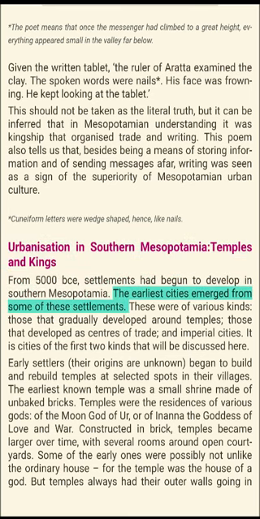Urbanization in southern Mesopotamia: temples and kings. From 5000 BCE, settlements had begun to develop in southern Mesopotamia. The earliest cities emerged from some of these settlements. These were of various kinds: those that gradually developed around temples, those that developed as centers of trade, and imperial cities. It is cities of the first two kinds that will be discussed here.